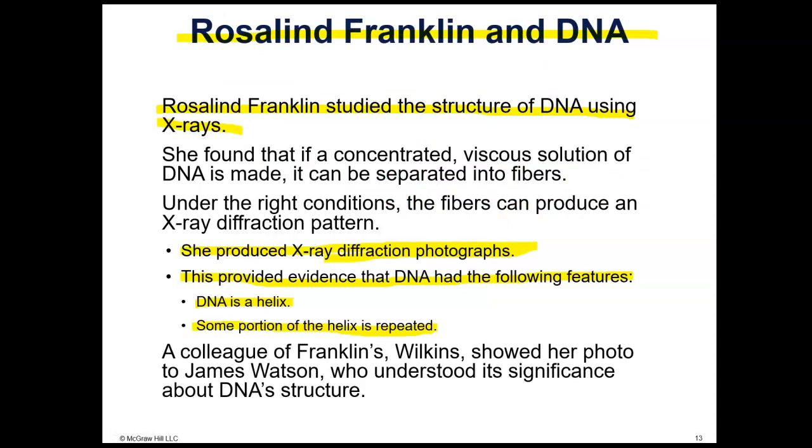Now, the scientists that were given the Nobel Prize for discovering the structure of DNA are Watson and Crick. But they were assisted by the research done by Rosalind Franklin. And Rosalind Franklin studied the structure of DNA by taking X-ray images, X-ray diffraction photographs of DNA molecules. And from her photographs, she found out 2 things. She found out that DNA is a helical structure. It's a double helix, which another way to say that is it's shaped like a twisted ladder, and that some portion of that helix is repeated.